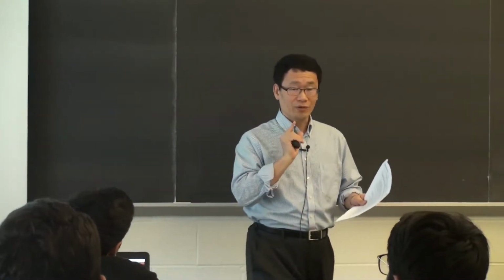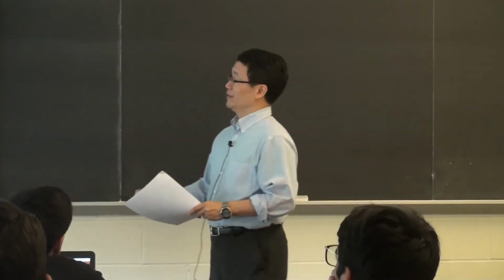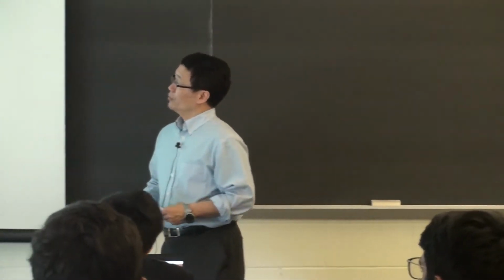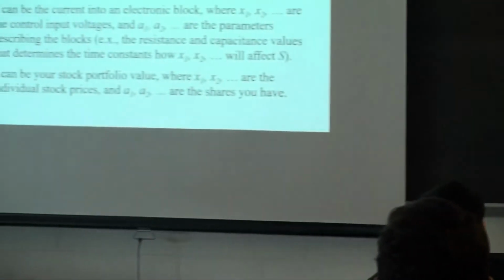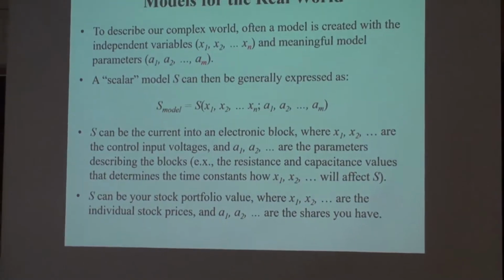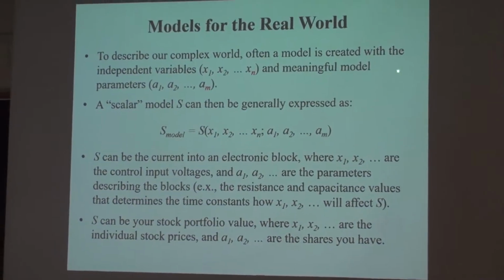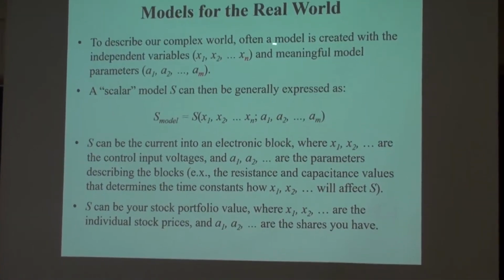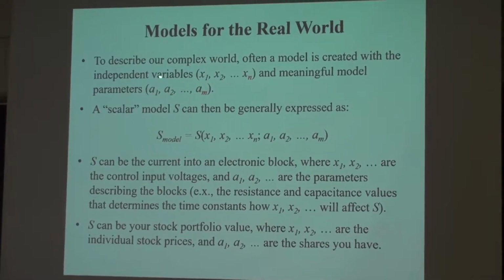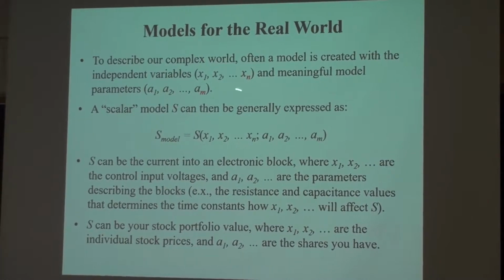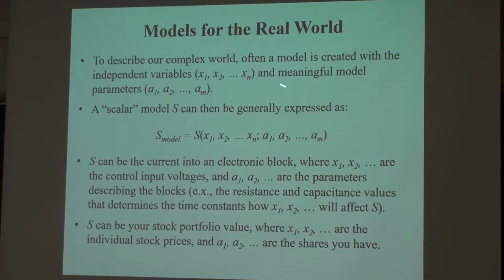It's just a way I write down the objective function. So let's look at it. The real world is many times very complicated. So I create a model to describe this world. These models contain many variables. I have n independent variables in this model, and within this model, I have m parameters.